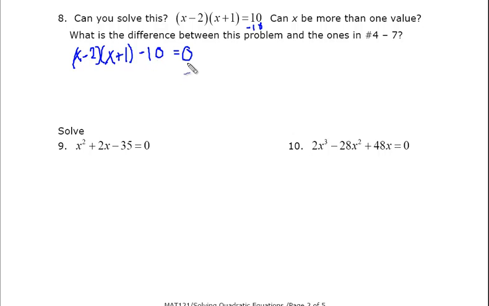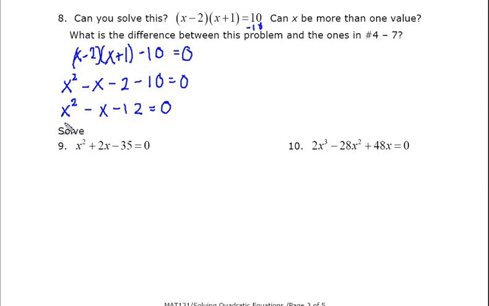Well, that's great. Now we have equal to 0, but we don't have two things being multiplied together. We have two things being multiplied minus something. So let's go ahead and just multiply this together. So FOIL that, and you get x squared after you combine your like terms, minus x minus 2 minus 10 equals 0. And then if we combine some more like terms, x squared minus x minus 12 equals 0.